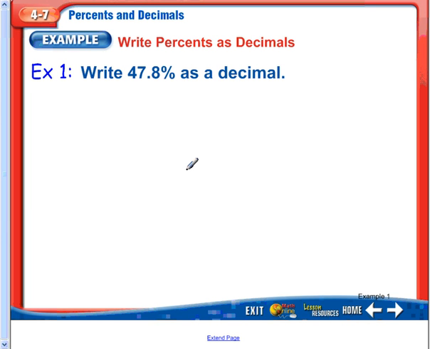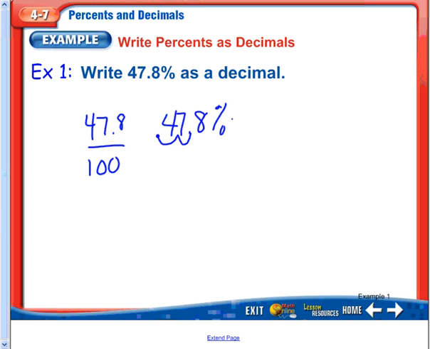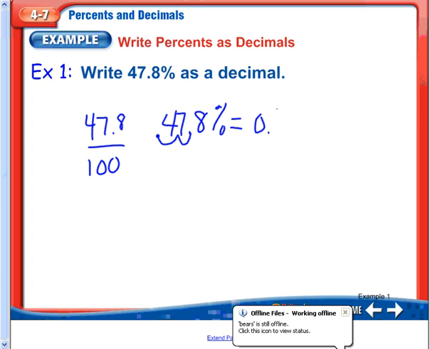In example number 1, write 47.8% as a decimal. As we remember from lesson 4-6, 47.8% written as a fraction looks like this. 47.8% is 47.8 over 100. So really what we need to do is divide by 100. And when we do that, we need to move the decimal point 2 places to the left. So my decimal is 0.478.